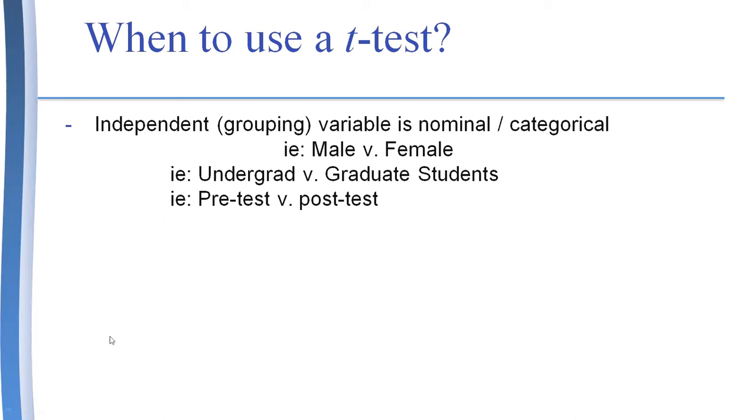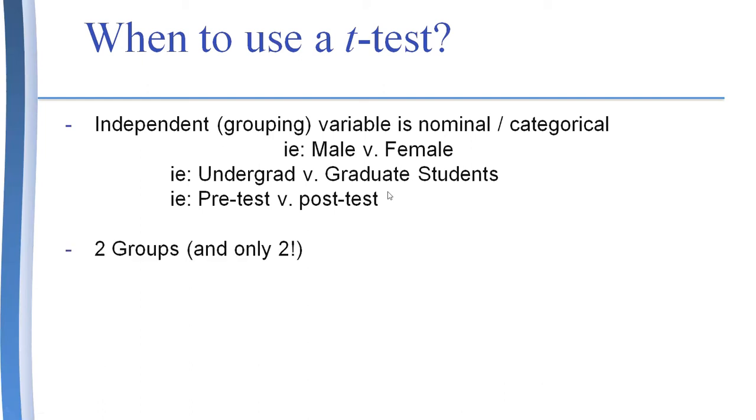We use a t-test when our independent variable is what's called nominal or categorical, right? So gender is nominal, male versus female. Graduate status, nominal. Testing status, nominal, pre versus post. There's different groupings within the independent variable.